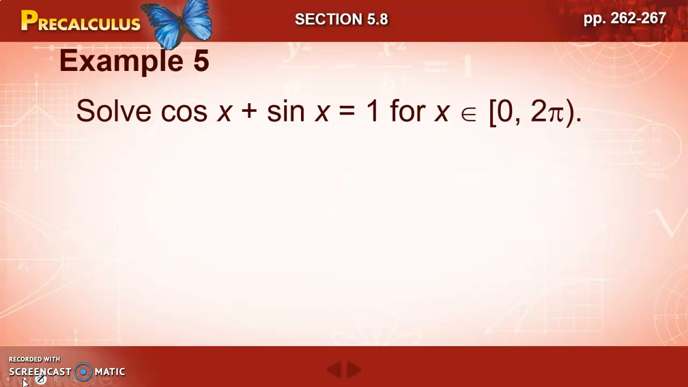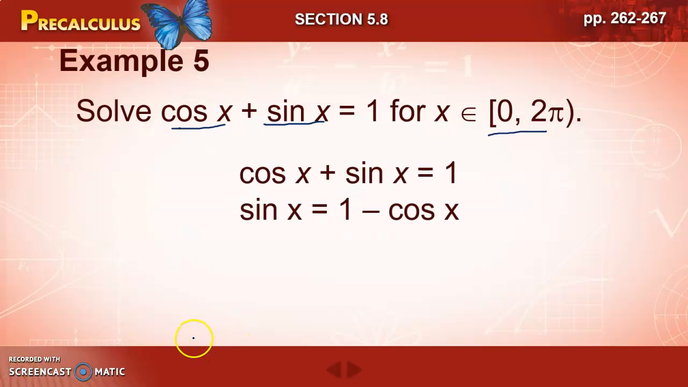So let's take a look at number 5. We're going to solve cosine x plus sine x equals 1. And again, we're restricting our interval to between 0 and pi. Now, factoring doesn't separate sine and cosine. There's nothing that we can factor out because this is one thing and this is one thing. So we can't just factor out the x. We can't separate those.